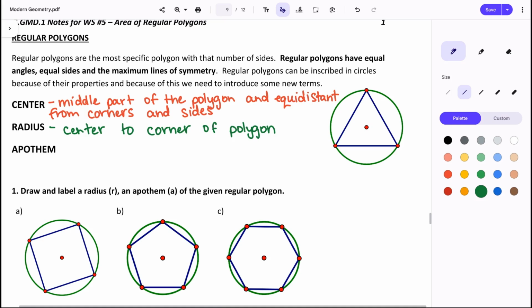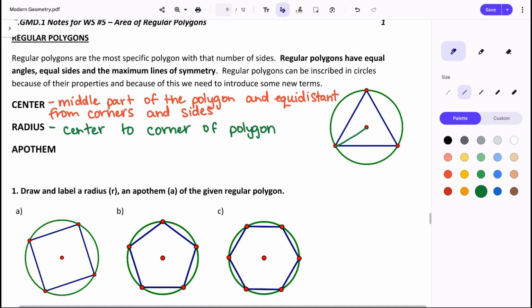So there would be 3 ways for me to draw the radius on this specific shape because it's a triangle and the triangle has 3 points to it. So I could go from the center point to any 3 of these vertices of the triangle. It doesn't matter which one I go to, but those would all be my radius. So I'm just going to draw one in.